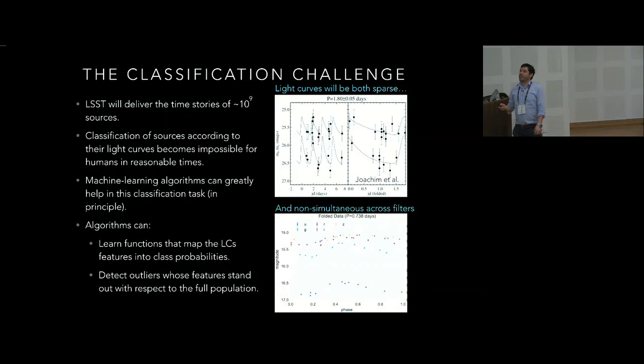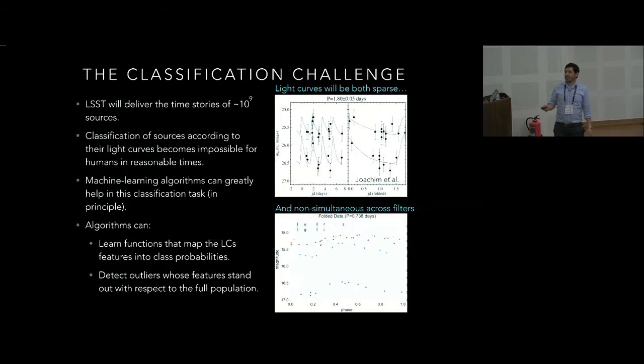And there's also the fact that in the particular case of the LSST, the observations will not be taken simultaneously in each filter. So you will have six different bands, and in each band, in principle, you have different properties of the variability. And of course, by design, LSST will only be able to take one filter at a time.